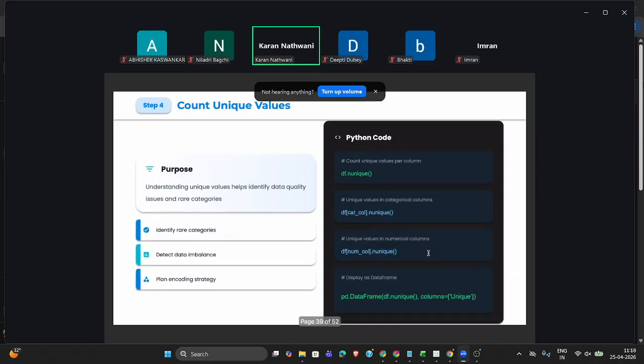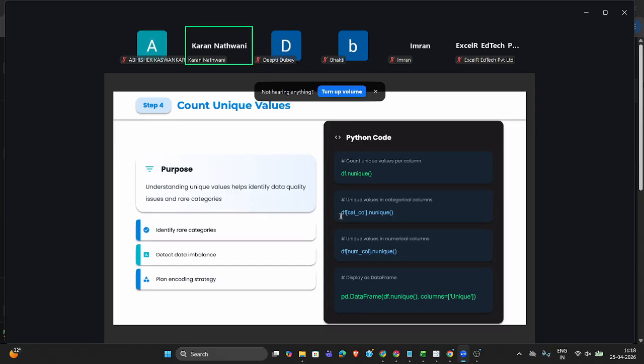Anyway. Then count unique values. I told you that number of times you will see duplicacy in the data. Then what you do, you will use nunique. In the categorical data, once you have already obtained it, you just check nunique. Count unique values per column, the number of unique values. So you will get the number there. Let's say out of 10 columns, you get only 5. What does it mean? If out of 10 columns you got 5, df.nunique gets you the number 5. What do you mean by that?